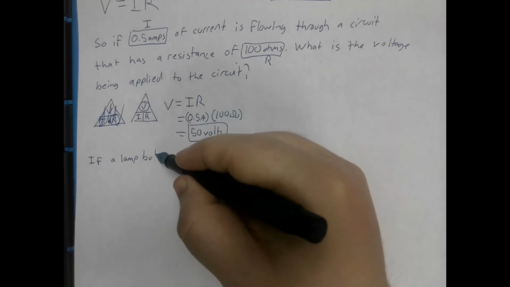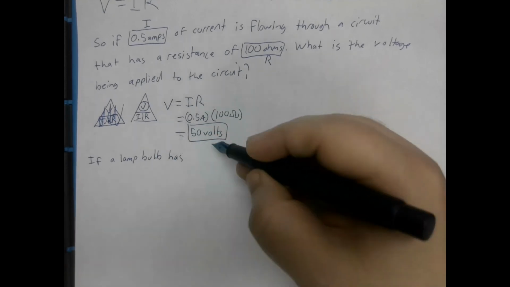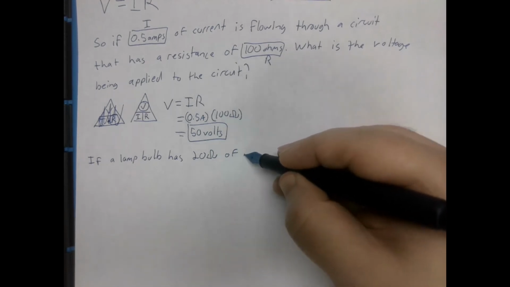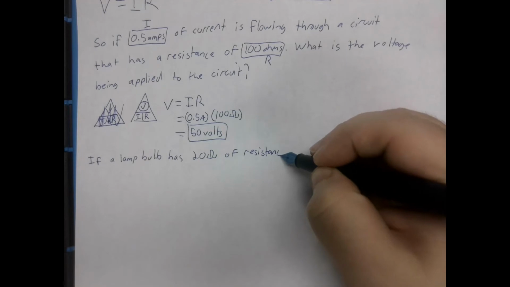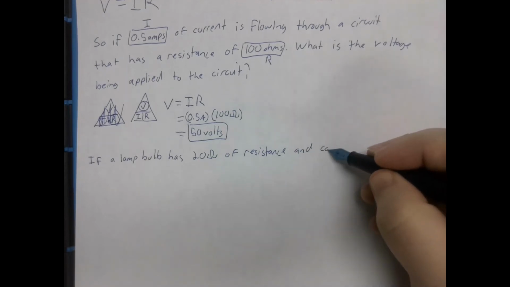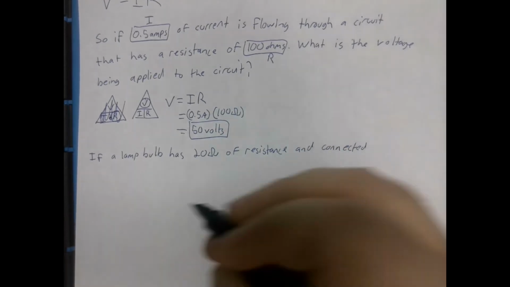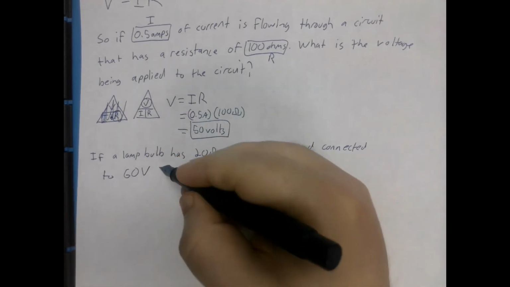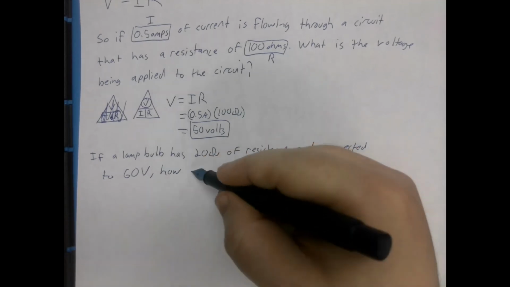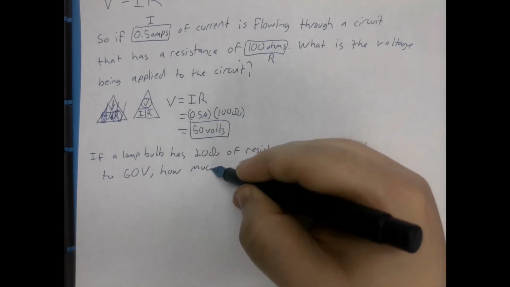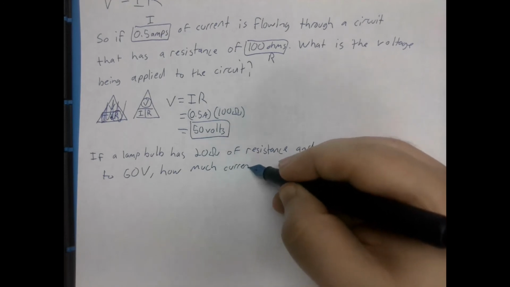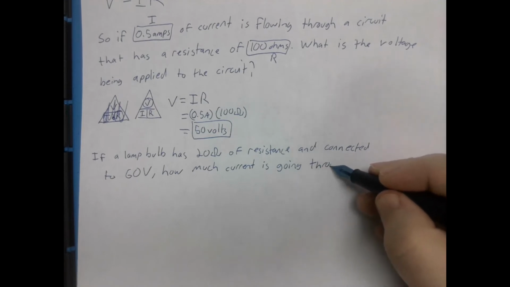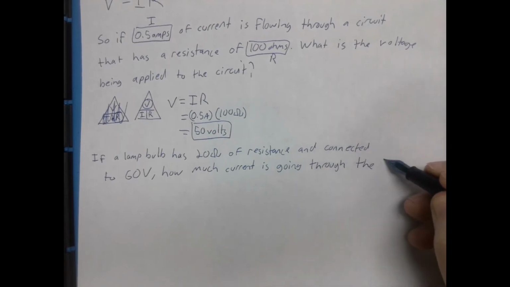If a lamp bulb has 20 ohms of resistance, and connected to 60 volts, how much current is going through the light bulb?